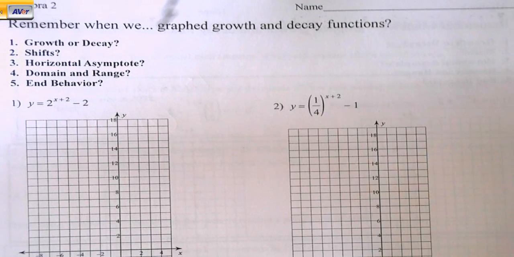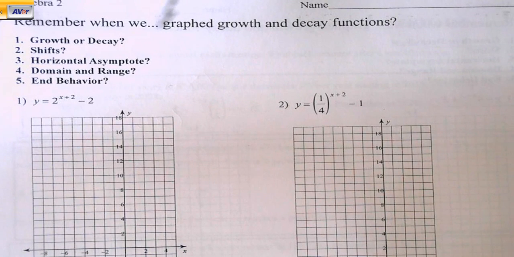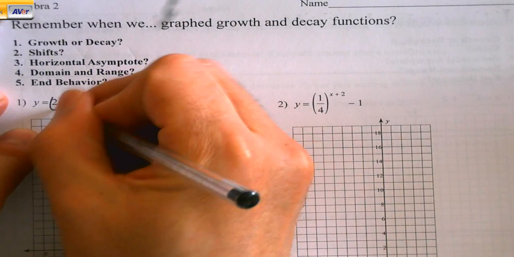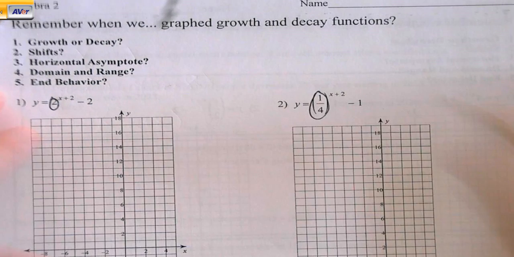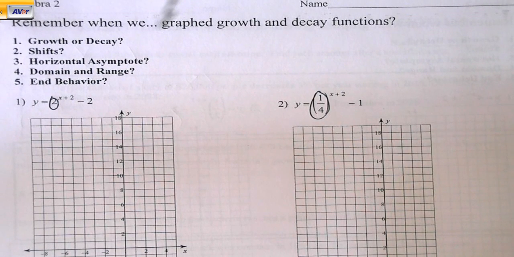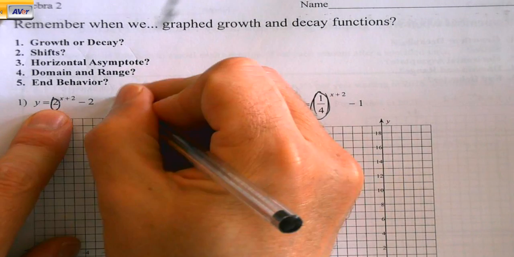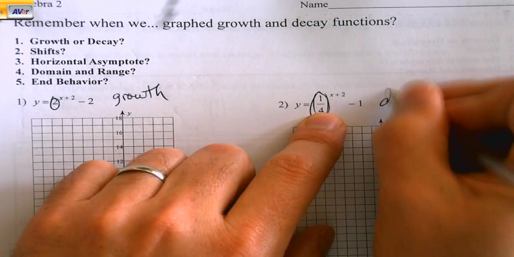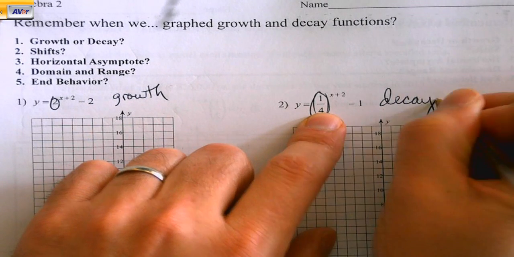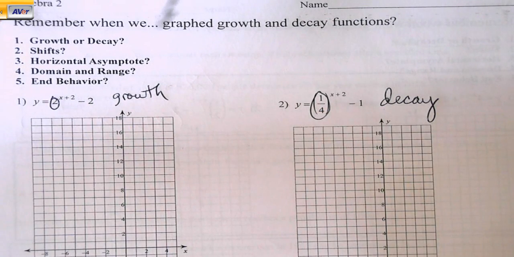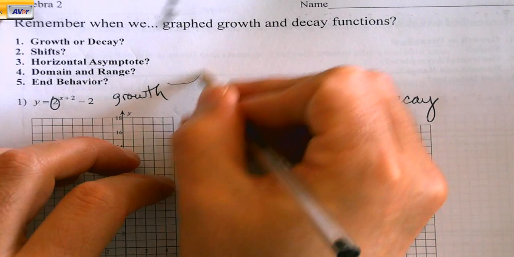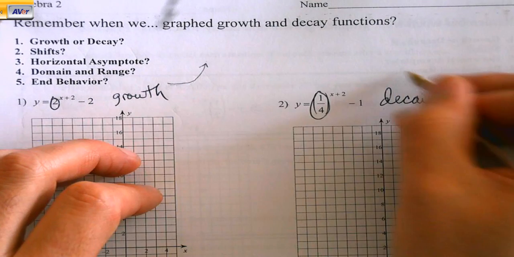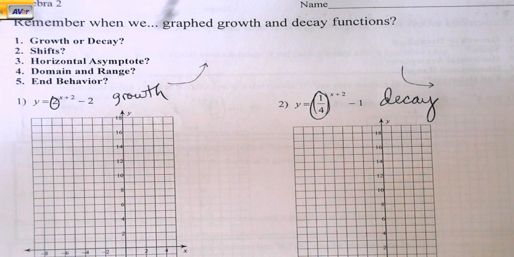Remember when we graphed growth and decay functions, okay? Growth or decay, look at the value that you're taking to the exponent, okay? If it's greater than 1, it's going to be growth. If it's less than 1, it's going to be decay, which lets me know kind of what my graph's going to look like, whether it's up to the right or down to the right.